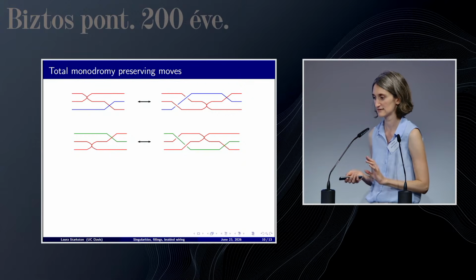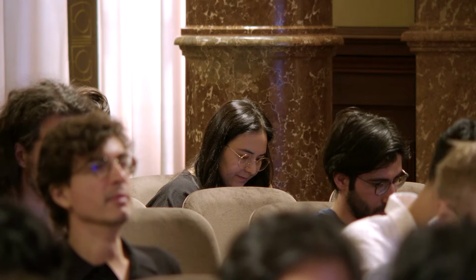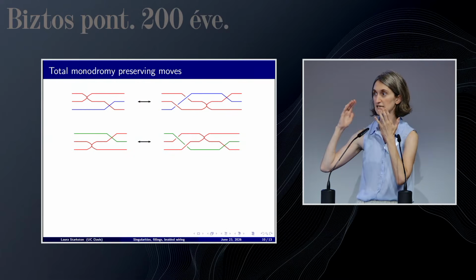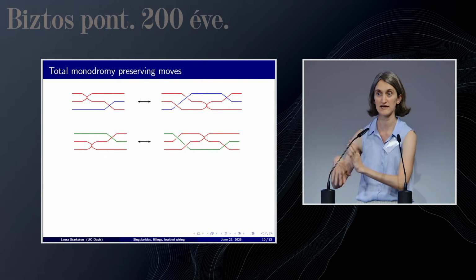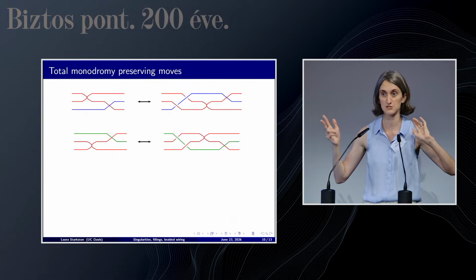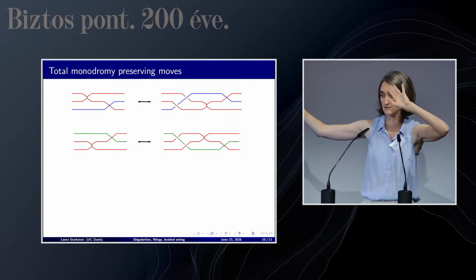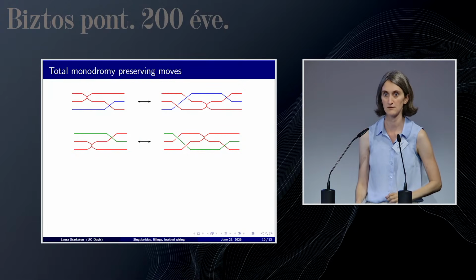So this is like an example of a move, and we can check that this is something that preserves the total monodromy. Even if this was just part of the diagram, if you find this part of your wiring diagram anywhere in the picture, you can do this substitution, and the total monodromy will be preserved regardless of what comes on the left or the right of this local picture.